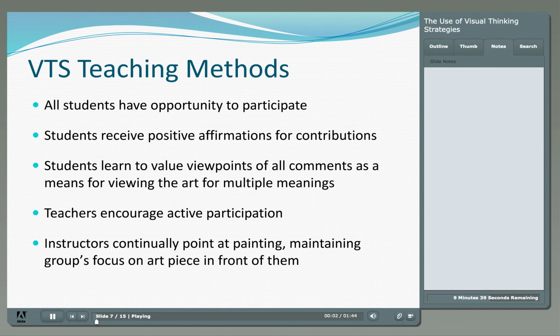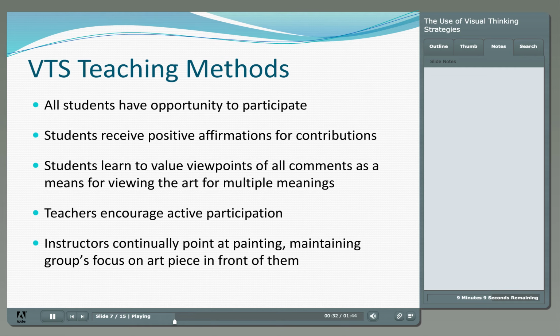Let's talk about the teaching methods used with visual thinking strategies. With this method of teaching, all students have the opportunity to participate, but they don't have to and they're not forced to. We encourage everyone to give their interpretation of the painting. The student receives positive affirmations for their contributions, and the facilitator will try to paraphrase back what the student said and make sure they understood the student correctly. This gives the student an opportunity to clarify if there was any misunderstanding.